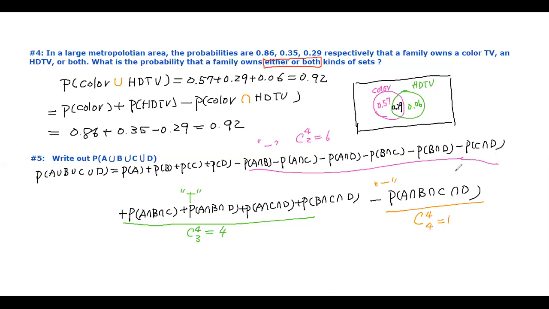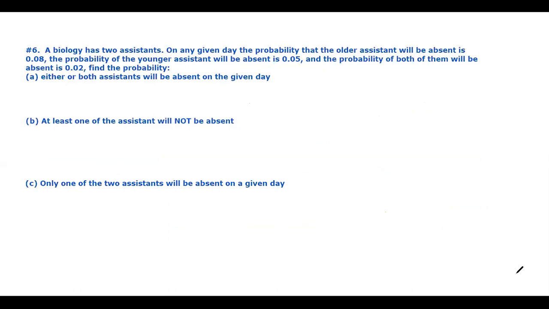All right. Okay, now let's take a look at the next question here. Biology has 2 assistants. The probability of the older one being absent is 0.08, and the probability for the younger one is 0.05. The probability that both of them are absent is 0.02.